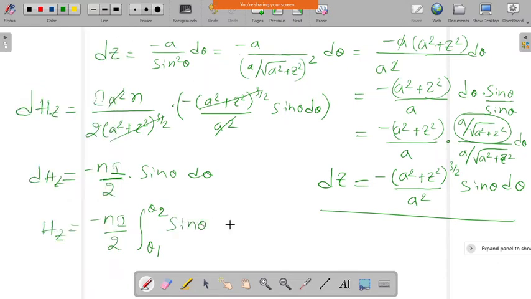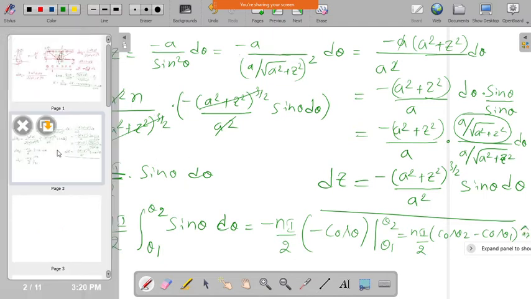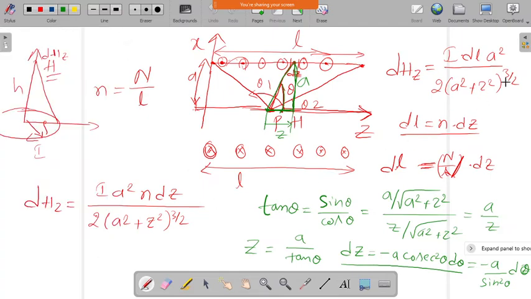Now if I integrate, you will get the expression which is nothing but minus n I by 2 into minus cos theta, with variation from theta 1 to theta 2. Now if I do that, we are going to get n I by 2 into cos theta 2 minus cos theta 1. This is in the z direction, because we are finding the z component, so it is in the direction of az, the unit vector.